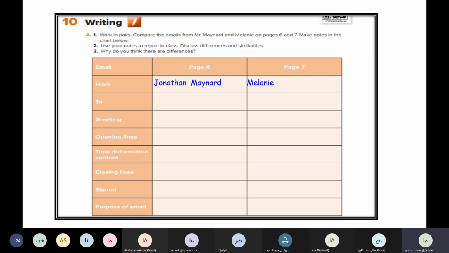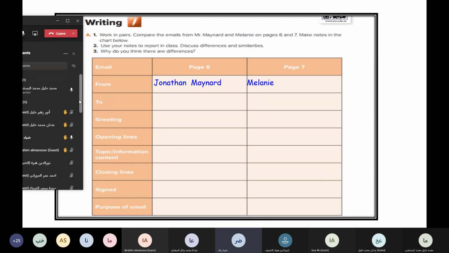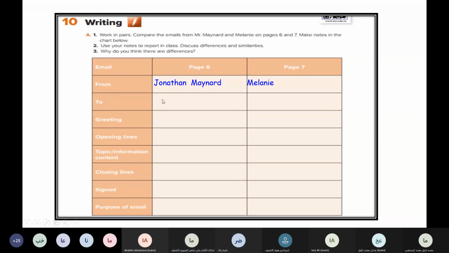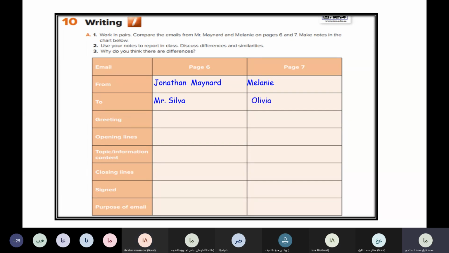Now, again, back to the email on page number 6. To whom did Jonathan send it? To Mr. Silva. Good. Now, what about the second? To whom did Melanie send her email? To Olivia. Good.